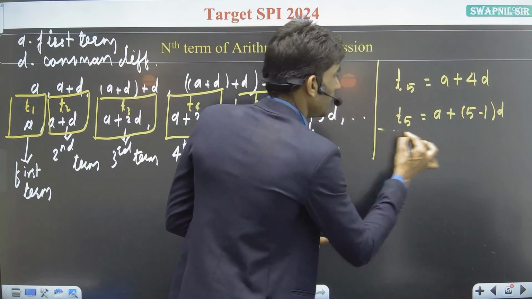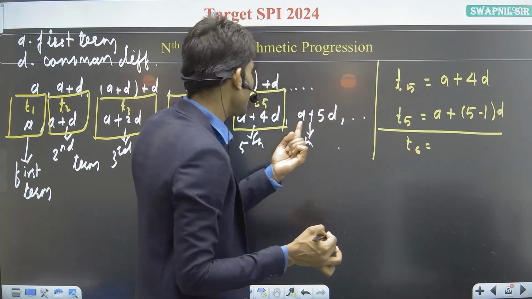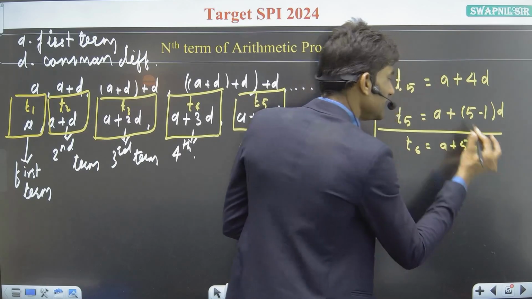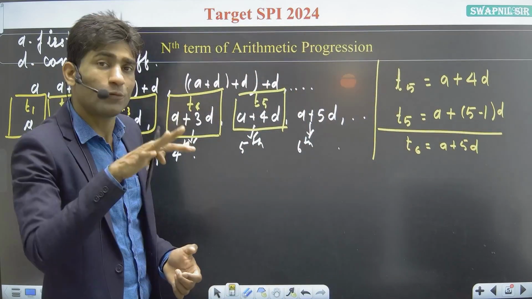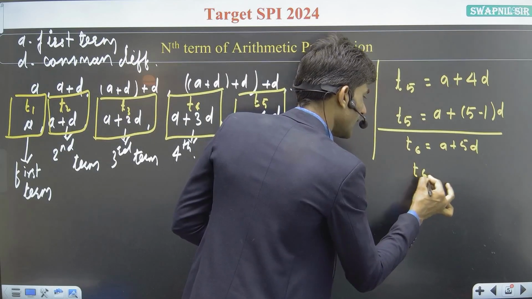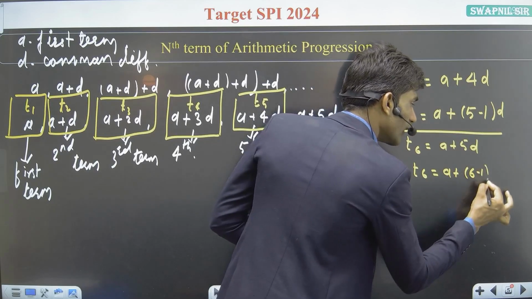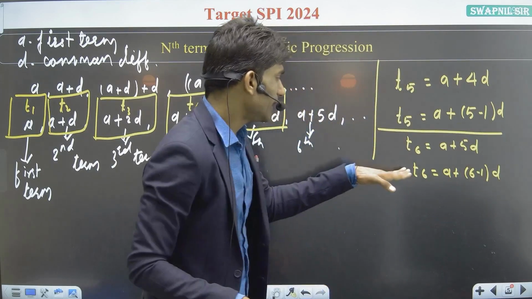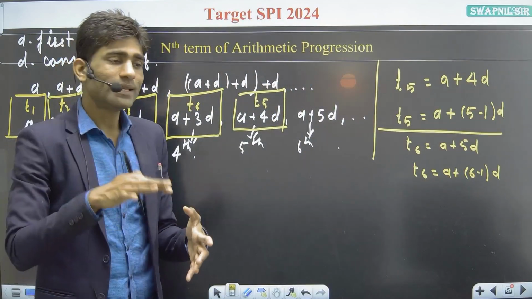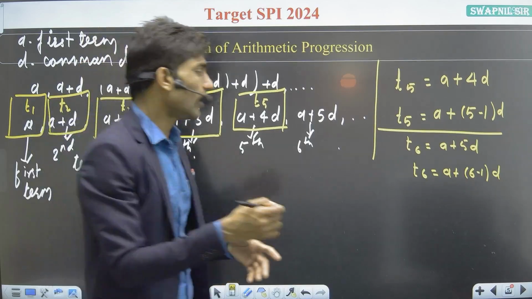So what do we have for T6 here? T6 I can write as a plus 5d, a plus 5 times d. So let me write 5 in the form of 6. So T6 can be written as a plus 6 minus 1 into d. Now see that T6 I have written as a plus 6 minus 1 into d. Similarly, if we apply this to the nth term, Tn. How can we write Tn here?